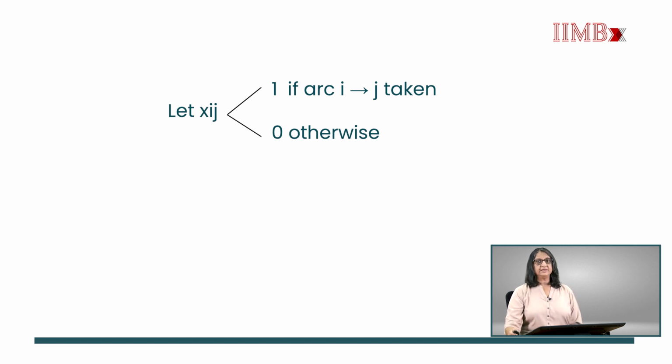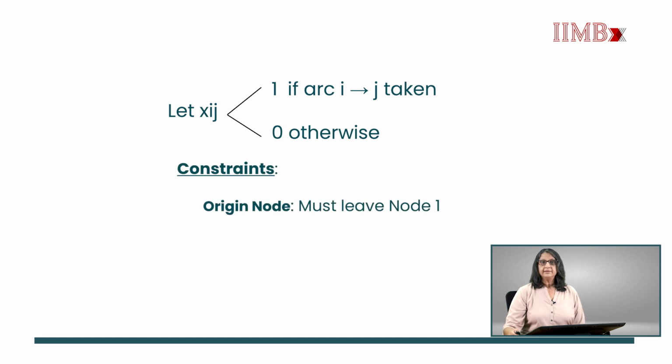Let's think about the constraints. What would the constraints look like? From the origin node, which is node 1, we must leave. So if we must leave, then we must take one of the arcs coming out of node 1. So therefore, the sum of all the arcs x1k, where k would be any node that is connected to node 1, should be equal to 1.